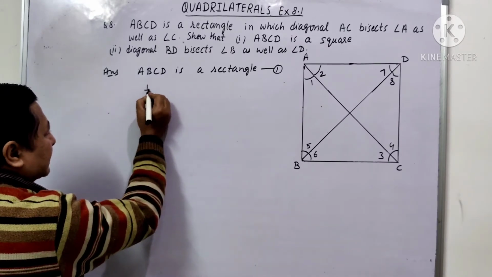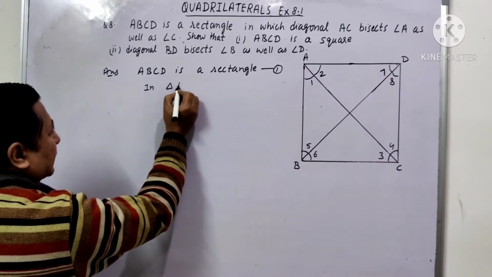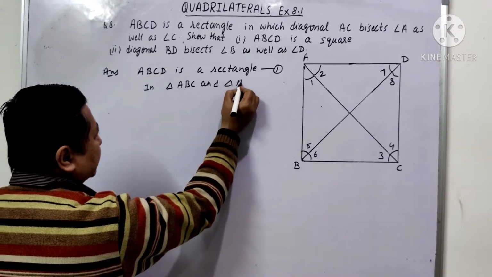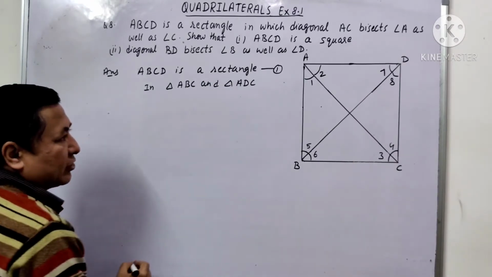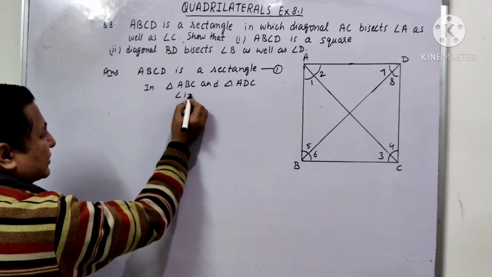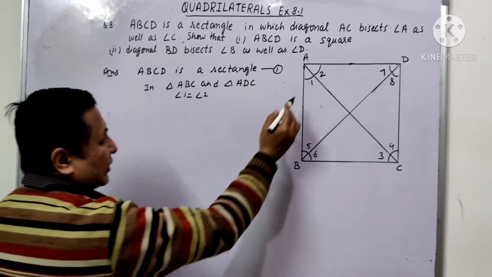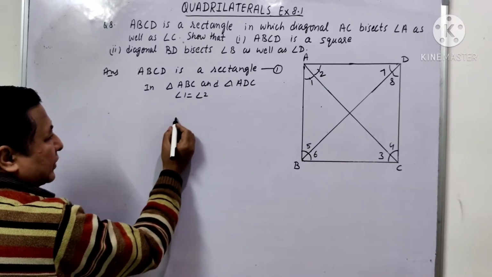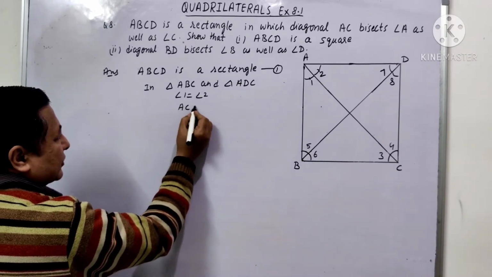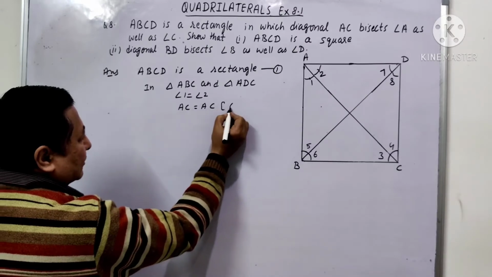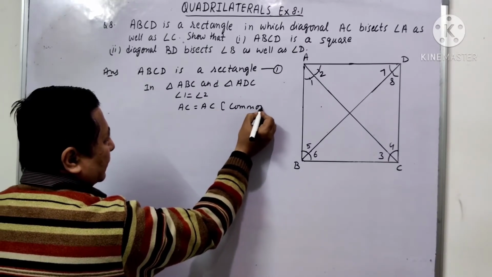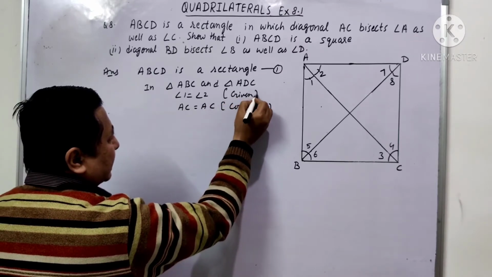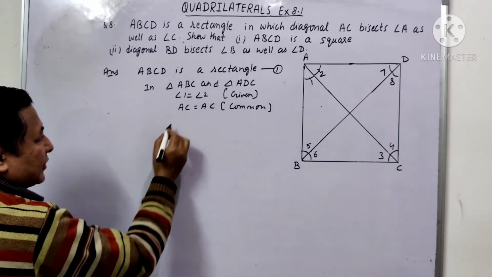For that we will take triangle ABC and triangle ADC, and let us prove them congruent. Angle 1 is equal to angle 2. Angle 1 and angle 2, these are given in the question that they are equal, and AC equals AC, common.